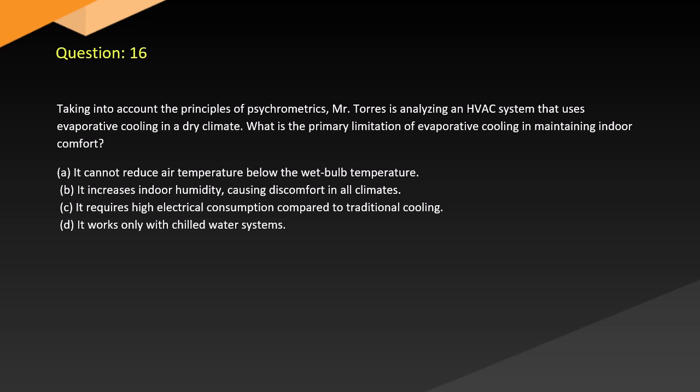Question 16. Taking into account the principles of psychrometrics, Torres is analyzing an HVAC system that uses evaporative cooling in a dry climate. What is the primary limitation of evaporative cooling in maintaining indoor comfort? A. It cannot reduce air temperature below the wet bulb temperature. B. It increases indoor humidity, causing discomfort in all climates. C. It requires high electrical consumption compared to traditional cooling. D. It works only with chilled water systems.